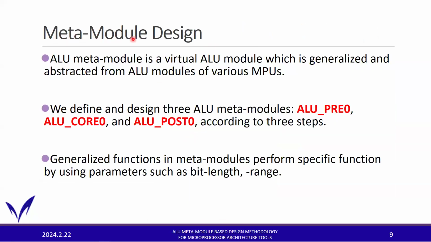After defining the 3 steps, we designed ALU metamodules based on them. There are 3 types of ALU metamodules, which are named as ALU pre-0, ALU core-0, and ALU post-0. These metamodules are virtual modules, which could be instantiated by given parameters such as bit length and specific range, etc. ALU can be composed by using the instantiated modules.